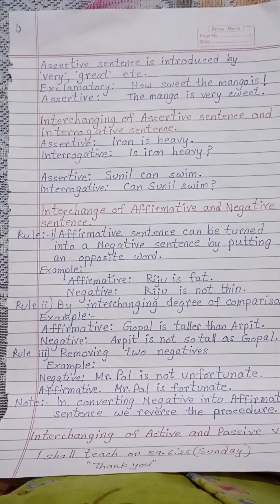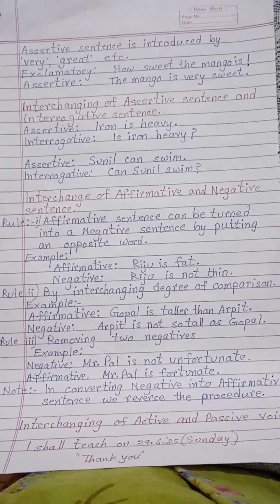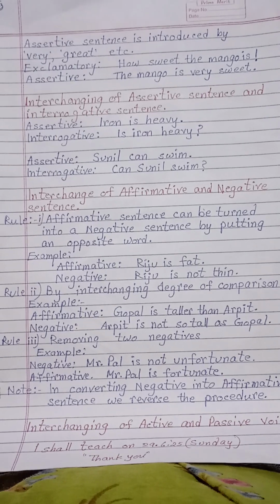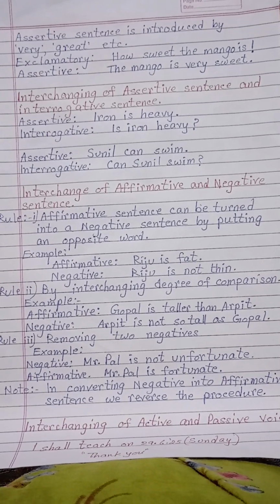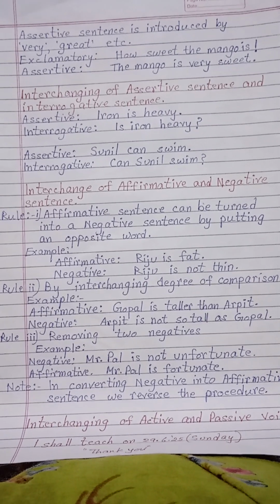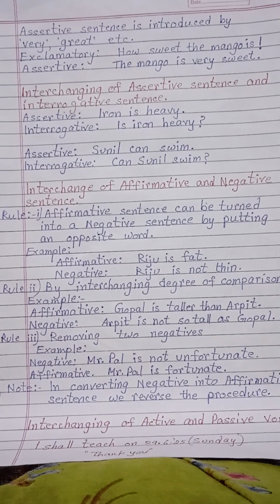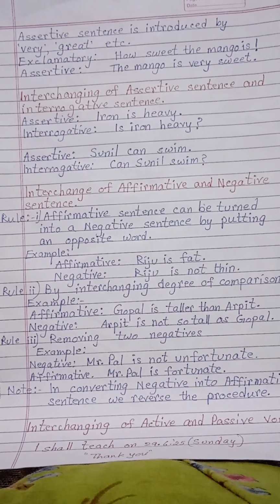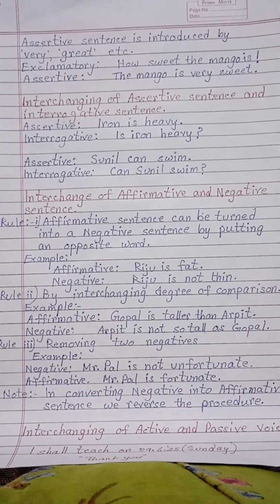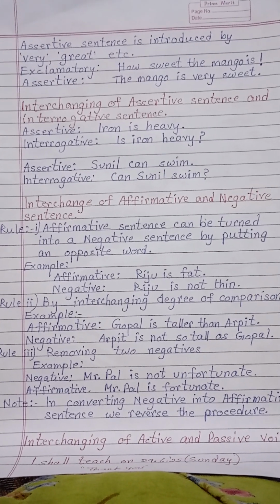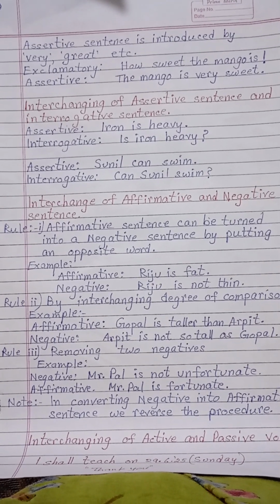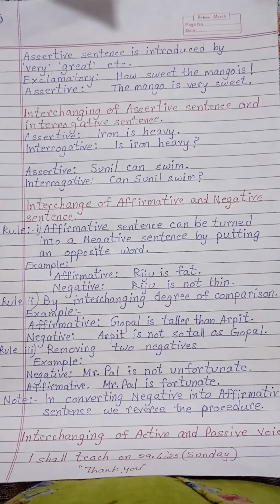So, interchanging of assertive sentence and interrogative sentence. Now, assertive to interrogative sentence. Example, iron is heavy. Now it will be changed into interrogative. Is iron heavy? Question mark or note of interrogation. Next example, assertive sentence. Sunil can swim. How to change to interrogative? Can Sunil swim? That is question mark.